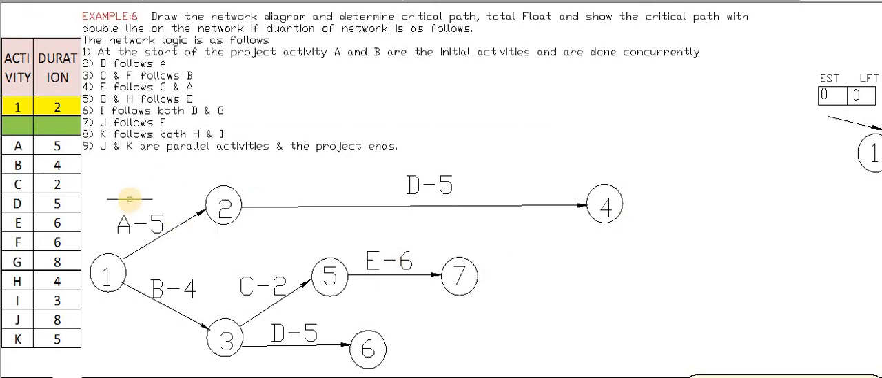So again we will read the serial number 4. What is serial number 4? E follows C and A. So this E follows C and A. That means E follows C. So here it follows C. But A, what about A? So A is having a somewhat different point. So we have to draw a dummy activity. Okay. So we will draw here a dummy activity.